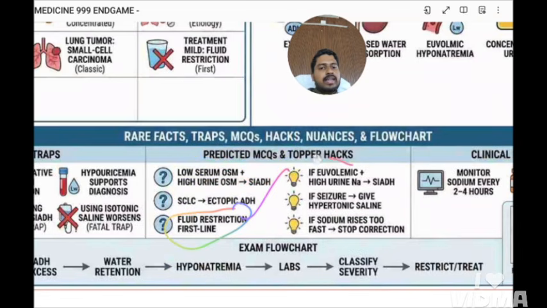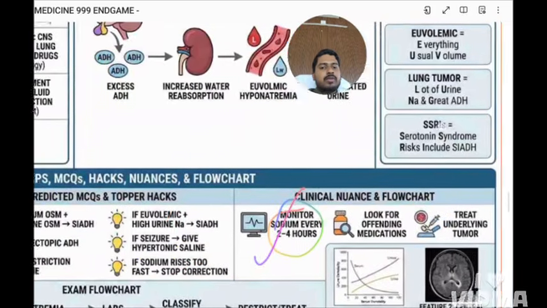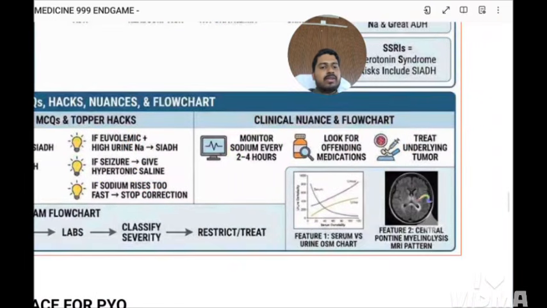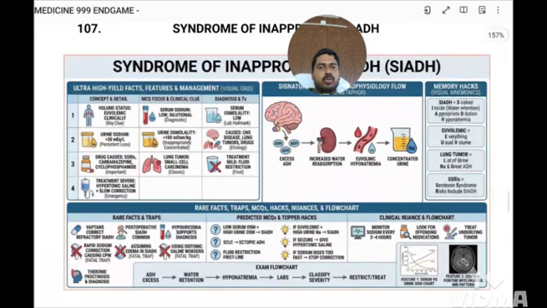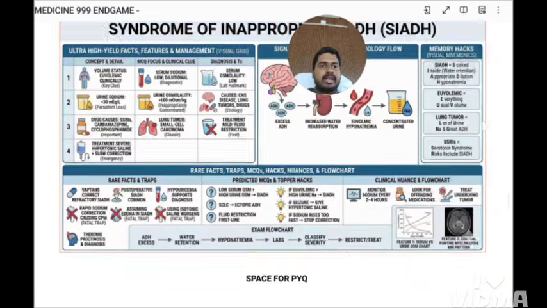Fluid restriction is the first line. If euvolemic, again the same thing. If seizure is there, give hypertonic saline. Seizure occurs because of hyponatremia. If sodium rises too fast, stop correction. Now, monitor sodium every 4 hours, look for offending medication, and treat the underlying tumor. What we are seeing now, around the pons, these lesions are there. This is central pontine myelinolysis. So, two questions are very frequent. One is you have to diagnose what it is. Second is what the treatment is. And third is central pontine myelinolysis. These three things you should take care of.